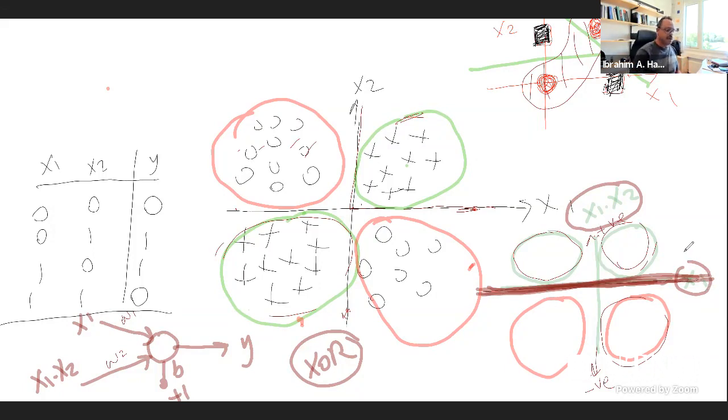So please try to implement this problem in Colab and share your solution with me and plot the decision line. We need to see how the decision line will look. You can also, instead of using X1 and X1 times X2, just expand the set of inputs. You will have X1, you will have X2, you will have X1 times X2, and try to plot it. And we will see what is the value of omega 1, omega 2, and omega 3.